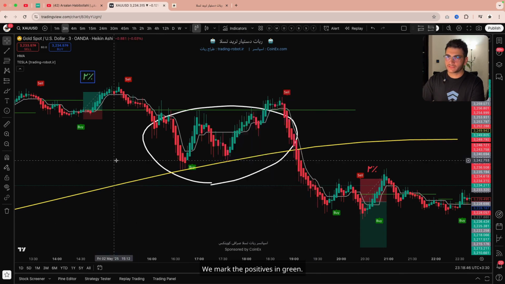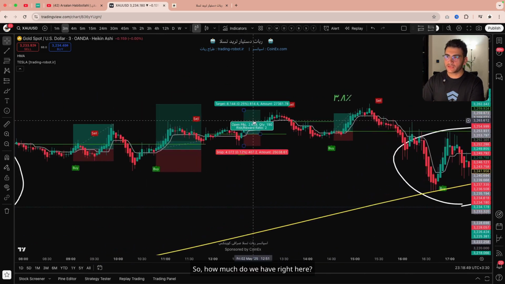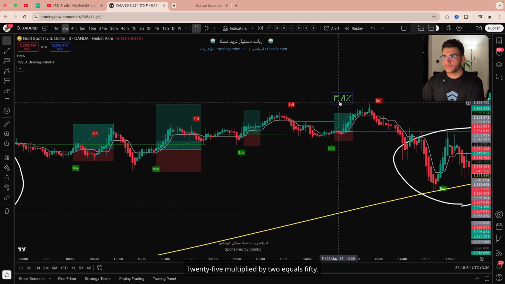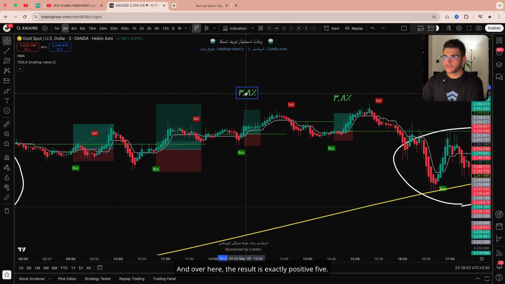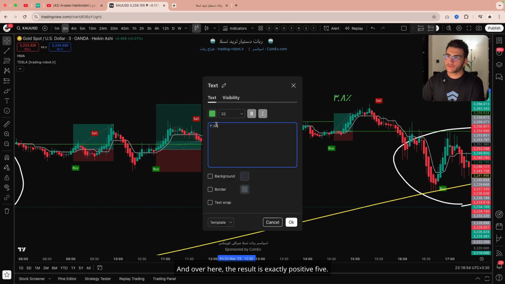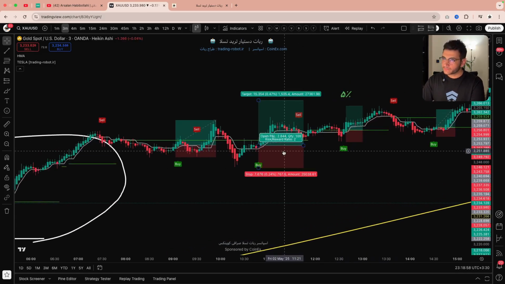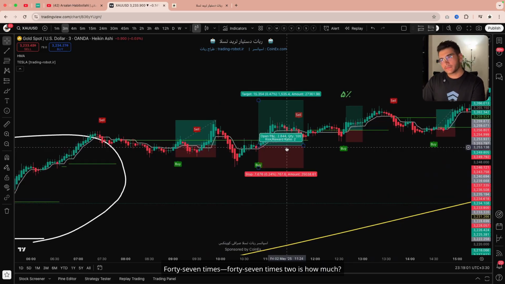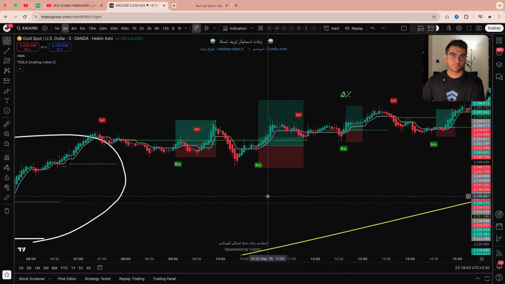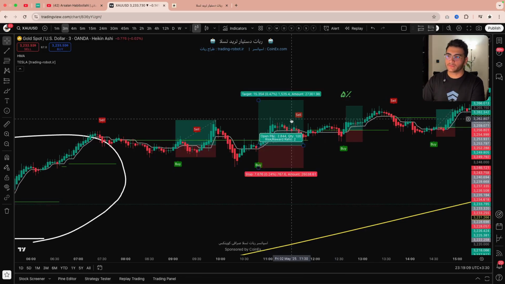We mark the positives in green. So how much do we have right here? 25 multiplied by 2 equals 50. And over here, the result is exactly positive 5. 47 times 2 is how much? 2 multiplied by 4 is 8. And adding 7 makes it 94. Is that correct? Yeah, 94.